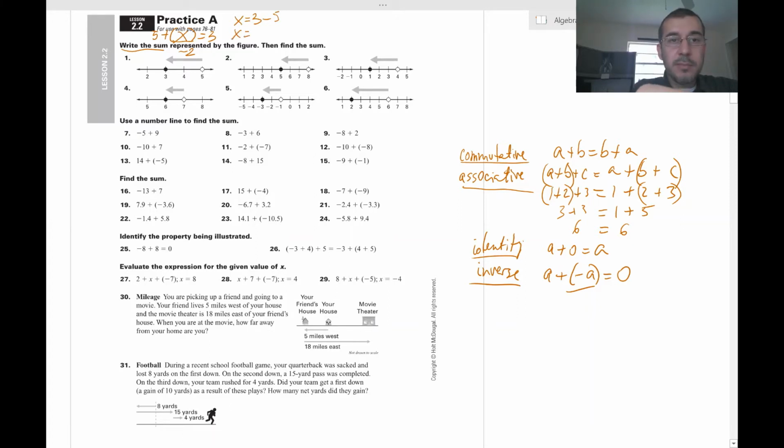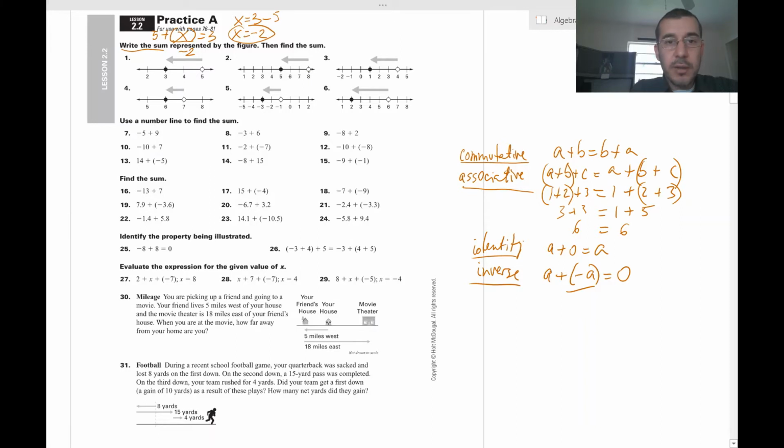3 minus 5 is minus 2. Why? Because you take the sign of the larger number. 5 is greater than 3, so the sign before 5 is minus, and then you subtract the numbers: 5 minus 3, which is 2. So x is minus 2. But since we have the figures here, we can just count.